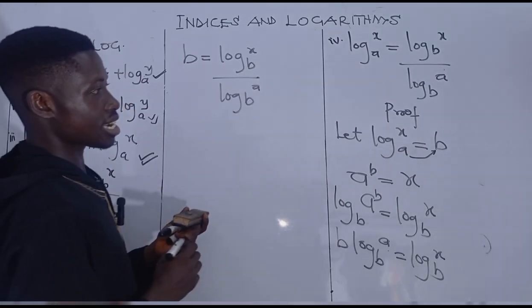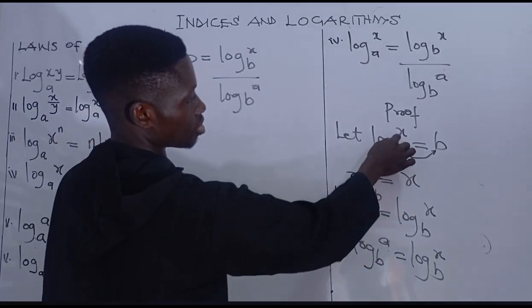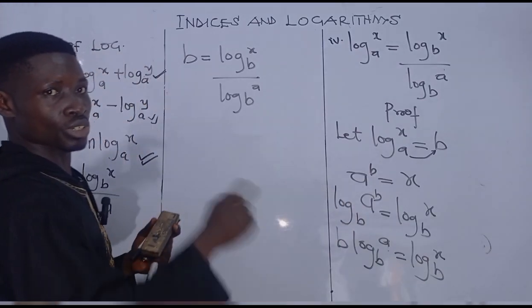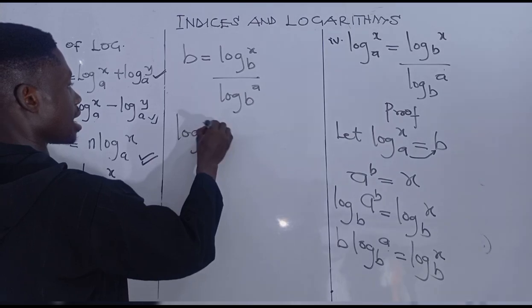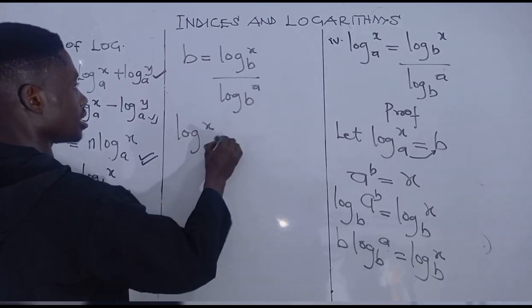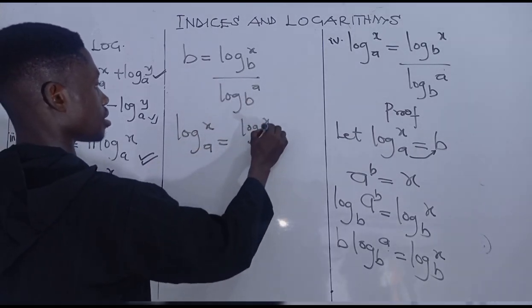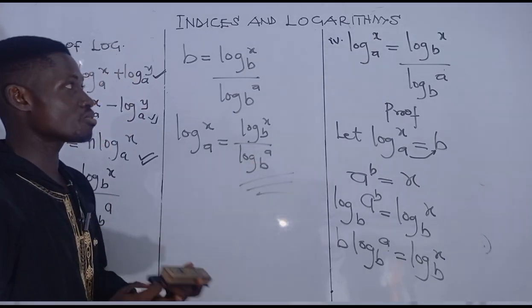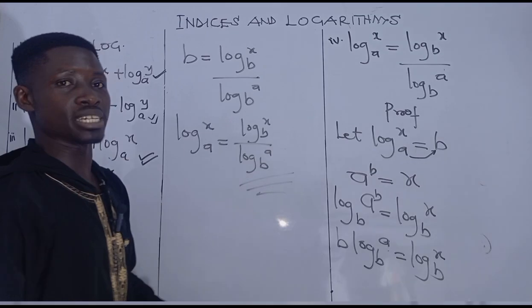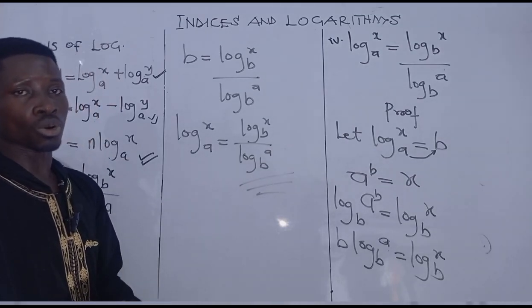Now initially we said that we are letting b be equal to log of x to the base of a. So let's bring it back. So we have log of x to the base of a is equal to log of x to the base c over log of a to the base c. And that is that. This is the proof of the change of base law.